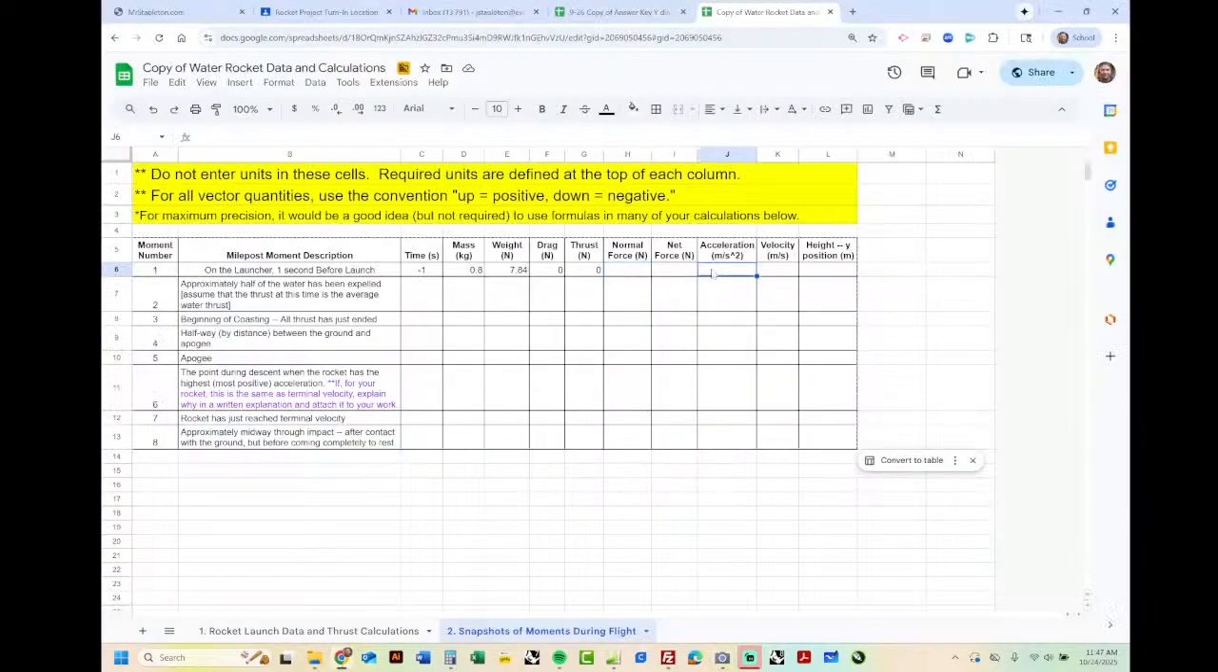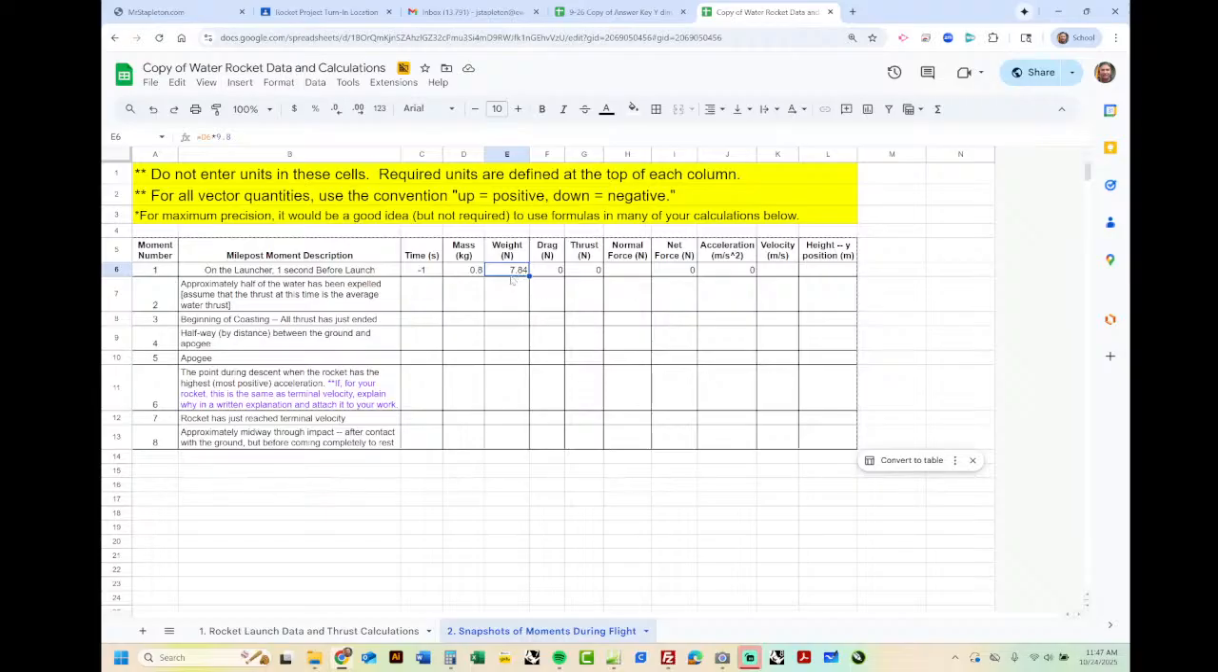But let me put in 0 for the normal force. And I can put in a formula here for acceleration. Sorry, I put in 0 for acceleration. The net force equals the mass, 0.8, times the acceleration, 0, and I get 0. So in order to make the net force 0, I have to add the weight and the normal force together.